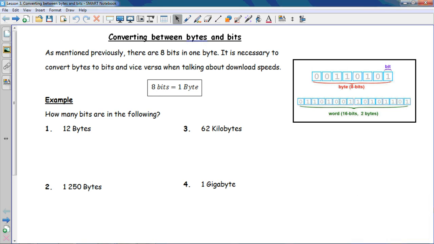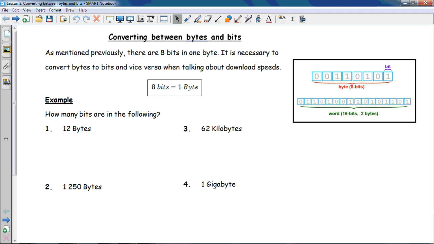So our next lesson we're talking about converting between bytes and bits. Now this is important for our next lesson when we're talking about downloading speeds, because downloading speeds are usually measured in bits per second. So we need to know the conversion between bits and bytes because our file storage is in bytes and our downloading speed is in bits per second. So we want to know, how long does something take? We want to know how many bits are in a 5 megabyte file, for example. Okay, so let's look at it.